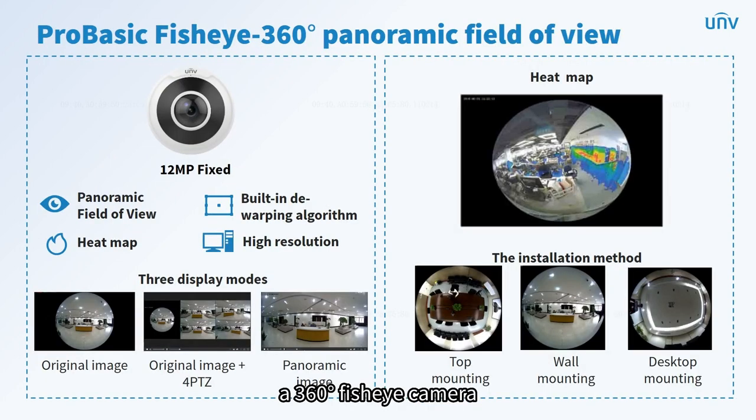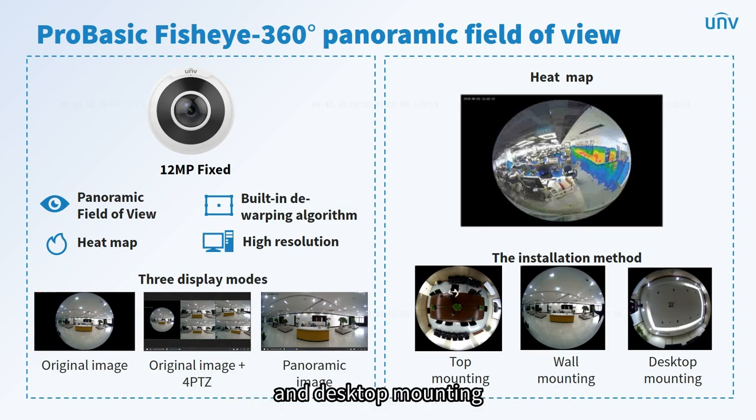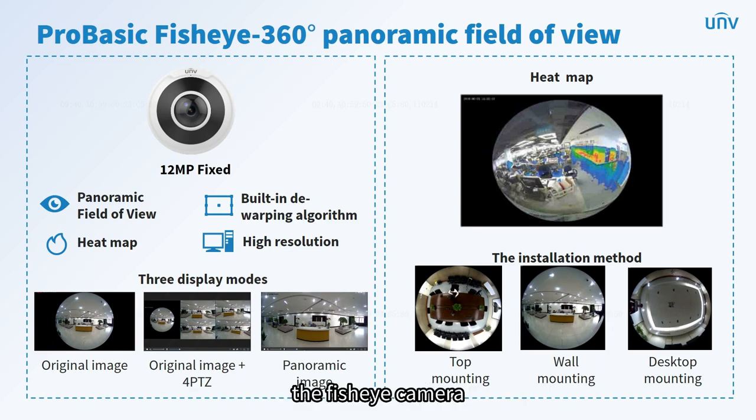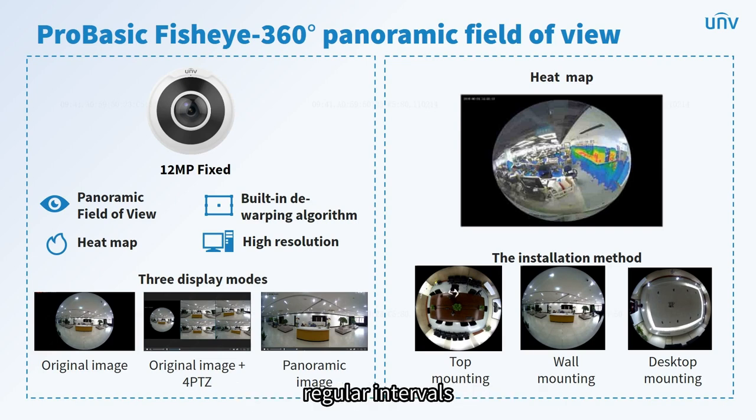A 360-degree fisheye camera can be used to its full advantage in scenes such as shopping malls and conference rooms. Three distinctive display modes with top mounting, wall mounting, and desktop mounting options allow fisheye cameras to be more flexible. After getting the image, the fisheye camera prevents distortion by image correction. Based on the smart algorithm, it can detect the heat of different areas and show the heat map with different colors on the management platform, and the fisheye can count the people results and report them at regular intervals. It is suitable for a variety of places such as supermarkets, parks, canteens, etc.